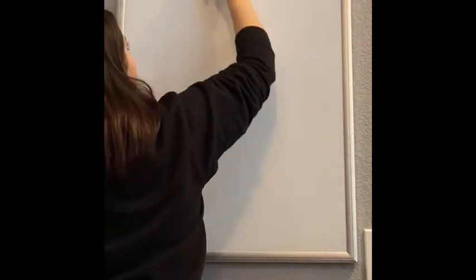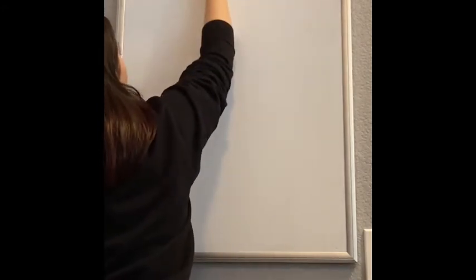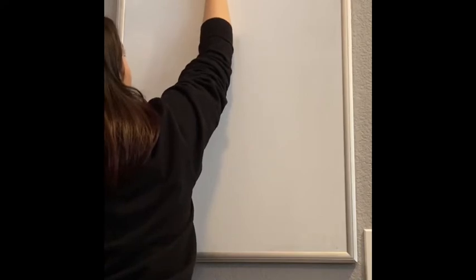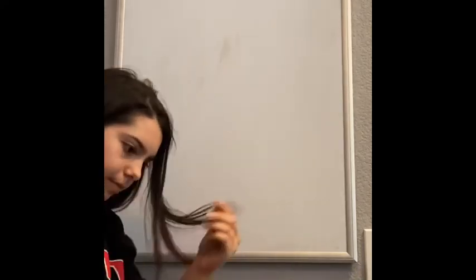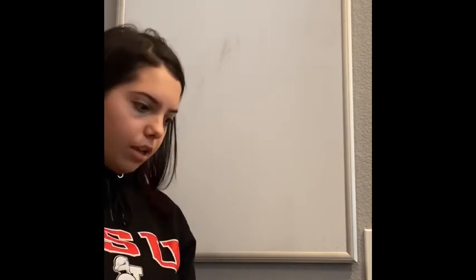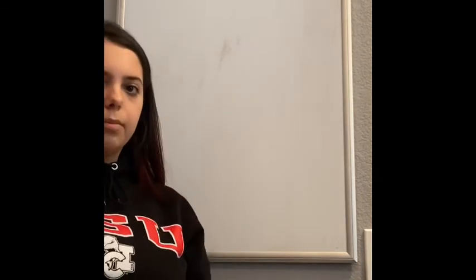5 to the x minus 3 equals 25 to the x minus 5. So this is our initial equation, and since the bases are not equal, we need to make them equal to each other. So that's what we're going to do first.